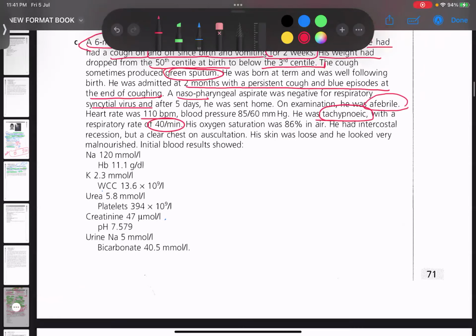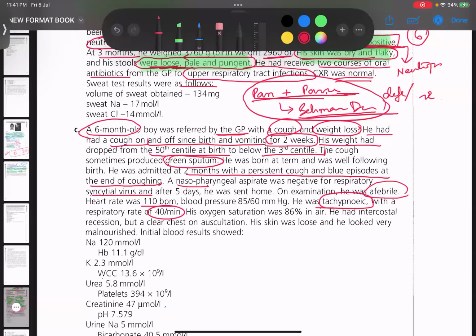For a 6-month-old, is it okay, 40 breaths? Or are we considering this to be over? For a 6-month-old, this is tachypnea. His oxygen saturation was 86 in air and had intercostal recession, but a clear chest on auscultation. Skin was loose and looked very malnourished.